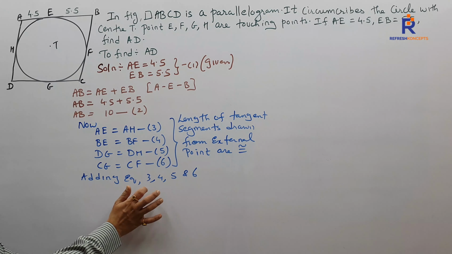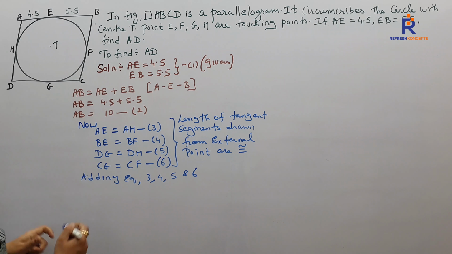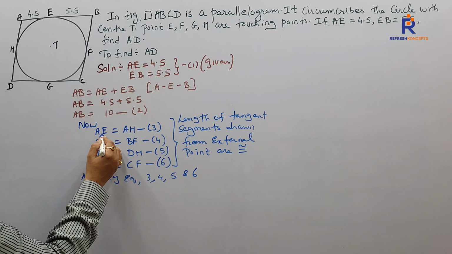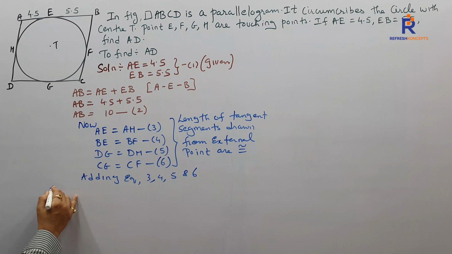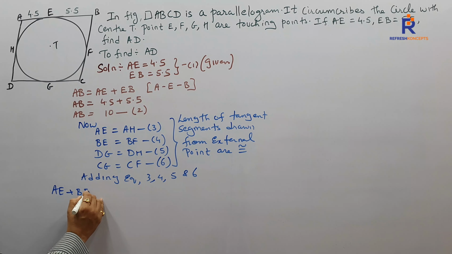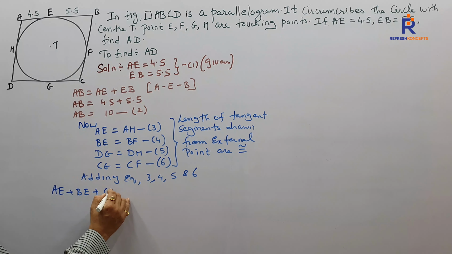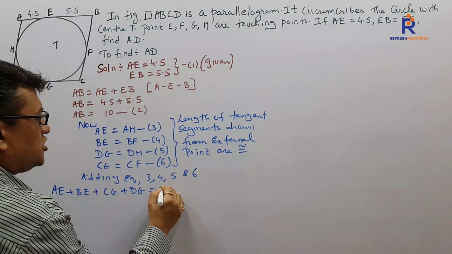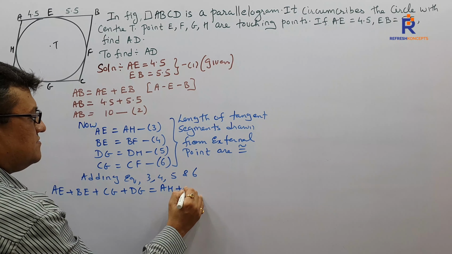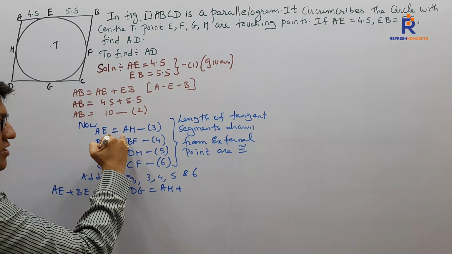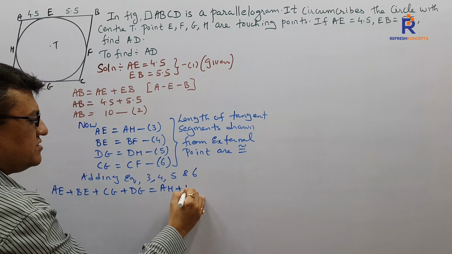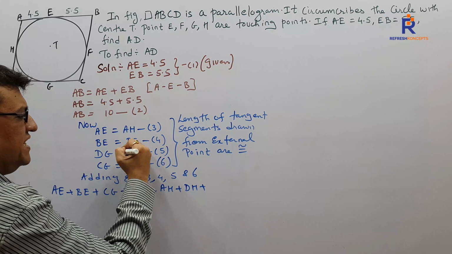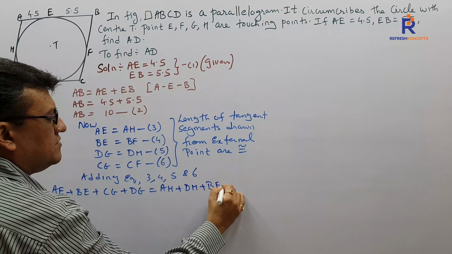But let me first say adding 3, 4, 5, 6. When I add 3, 4, 5, 6, what will I have? AE plus BE plus CG plus DG is equal to, rearranging the terms, AH plus DH plus BF plus CF.